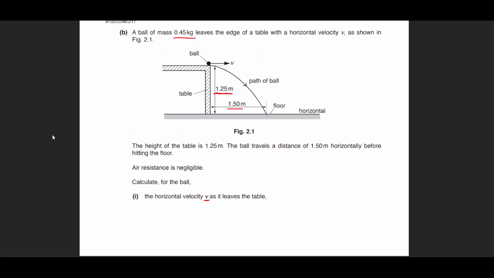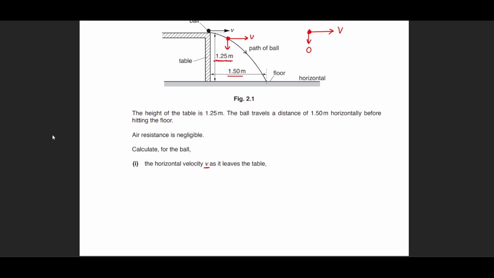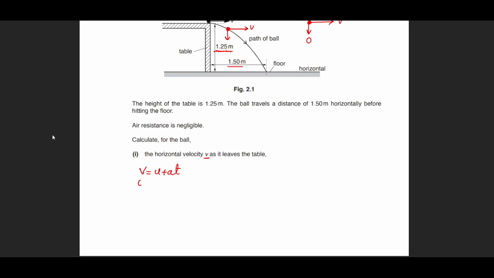Now, the initial velocity of this object, if I draw it over here, most definitely has a forward component of v, but the downwards component is actually 0 at the beginning of its life. Only when it actually experiences gravity will its downward component start forming. So we can assume that the initial velocity coming downwards was 0. So v is equal to u plus at.